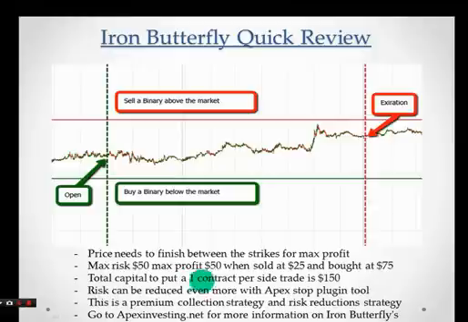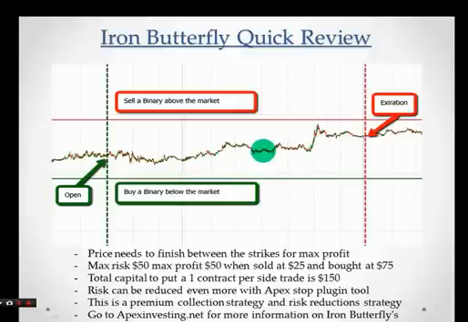The total capital to put up this trade at one contract aside is $150. That is not your total risk. Your total risk on this trade is $50. Reason for that is, if price is hanging out in here and all of a sudden it shoots up, you lose this side. So you had $75 in, you lose $75 on that side. But this side wins, you win 25. You take the 25 out of 75, you got $50.